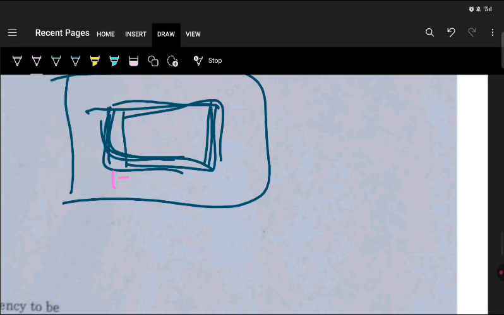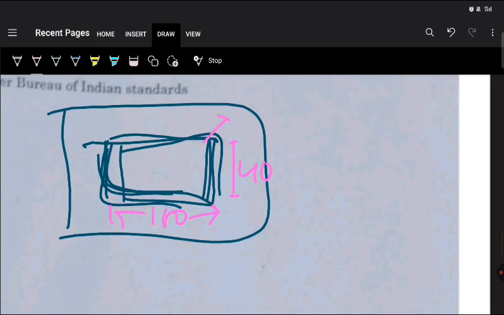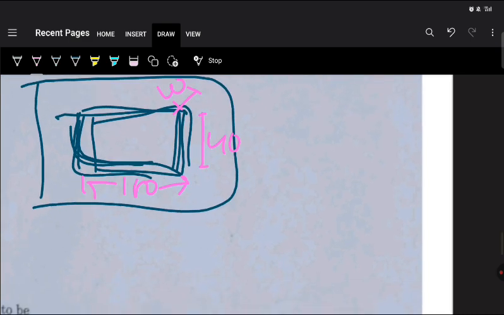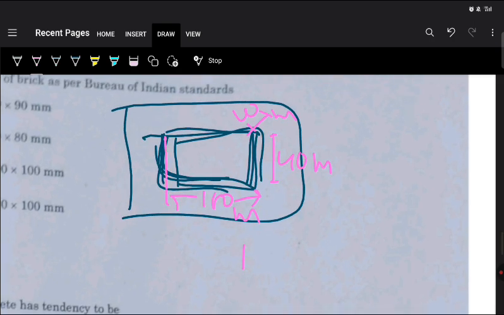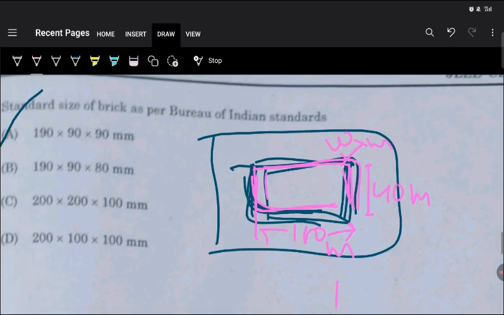The standard size of a frog is 100 by 40 and height is 10. Okay, so 100 mm, 40 mm and 10 mm. Okay, this is the standard size of a frog. So a frog is the depression provided on the top of the brick to form a key for mortar, right? To make a good bond between mortar and brick, right?